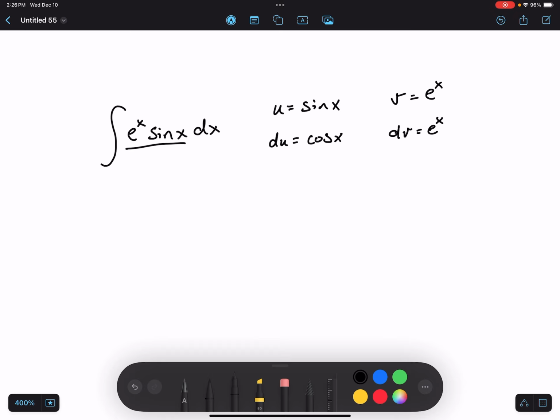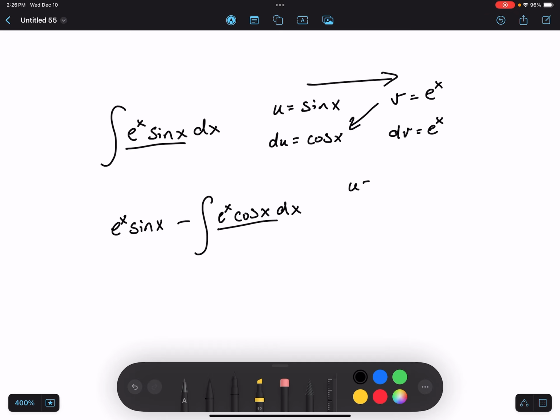e to the x. And because this is integration by parts, we'll go across, down over, and so what we have is e to the x sine x minus the integral of e to the x cosine x dx, which is another product. And this is again looking like another integration by parts.